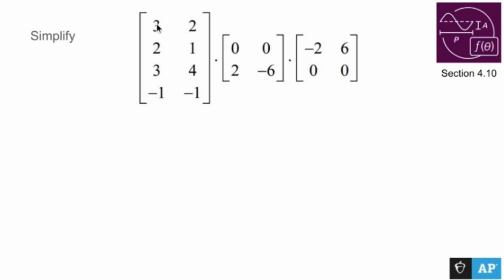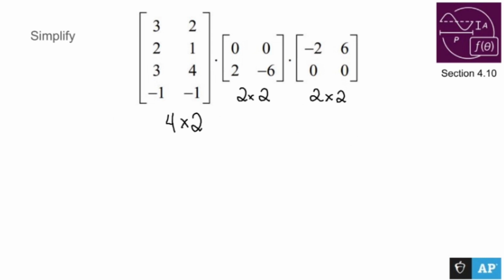Simplify this, what is that, a 4 by 2 matrix multiplied to a 2 by 2 matrix multiplied to a 2 by 2 matrix. Now, the order in which you multiply matrices is 1,000% important. We always go left to right no matter what.